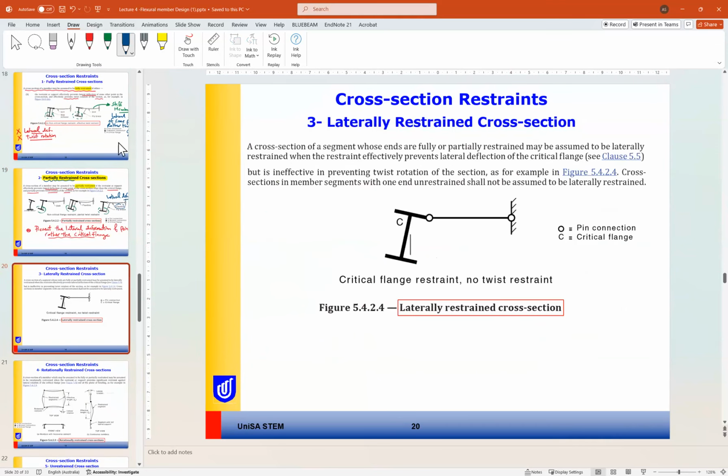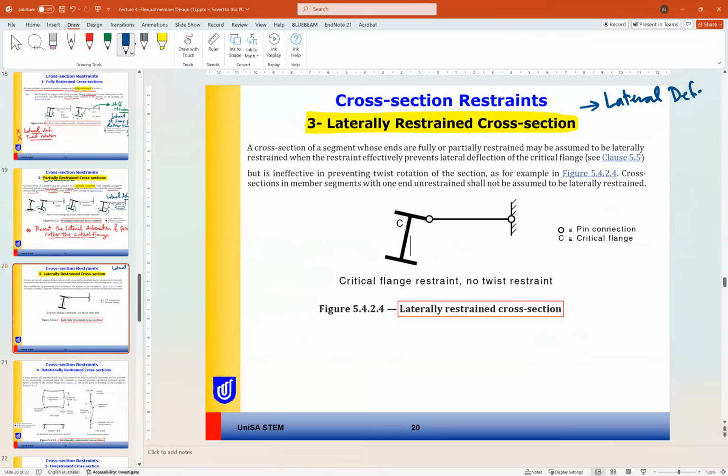Number 3 is the laterally restrained cross section. We have two deformations to prevent, lateral deformation and twist, in the previous cases.